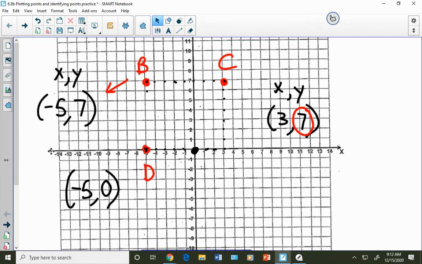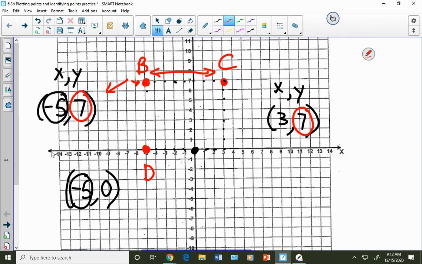Okay, so does everybody notice that point D and point B are on the same vertical line? They're on -5. Does everybody see that? Now, what do you notice about that? You notice that when 2 points are on the same vertical line, then x is the same, up and down. So if 2 points are on the same horizontal line, y is the same. If 2 points are on the same vertical line, x is the same. Okay, so hopefully you've understood that.